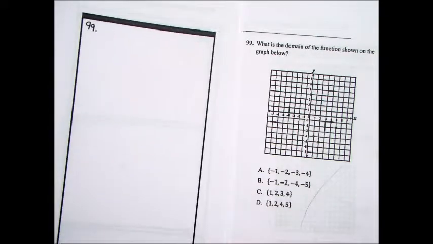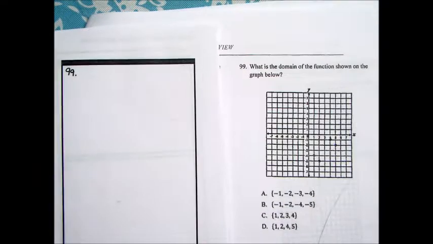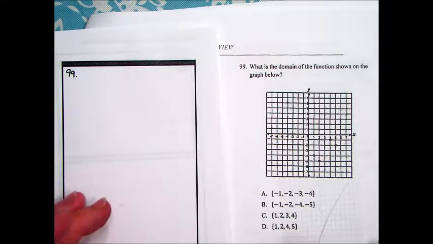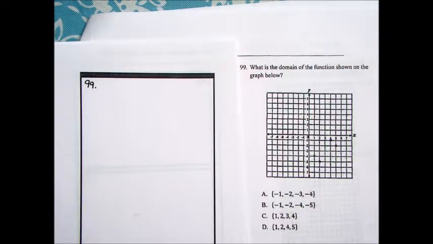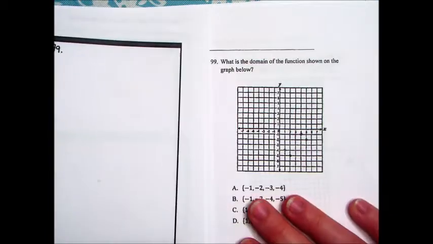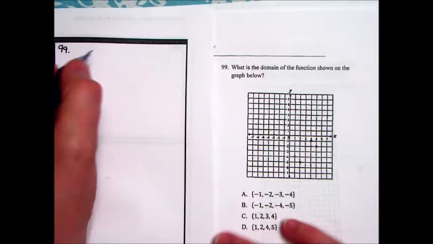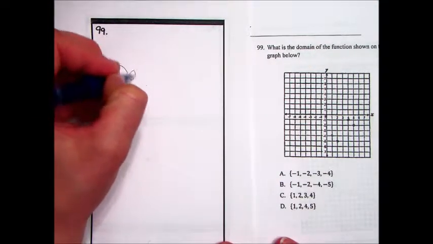Number 99, two more. What is the domain of the function? I think 99 is a very easy problem, but again, a very easy one to forget. So I want you to understand 99 is super doable, but you got to study this and look it over again, okay? It says, what is the domain?